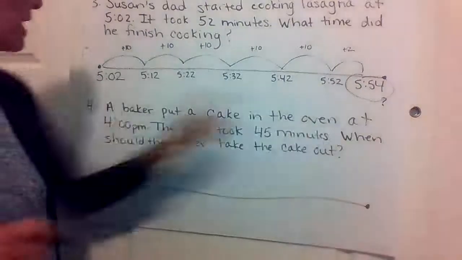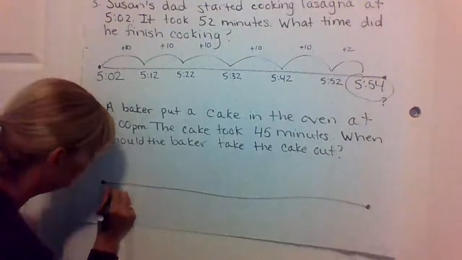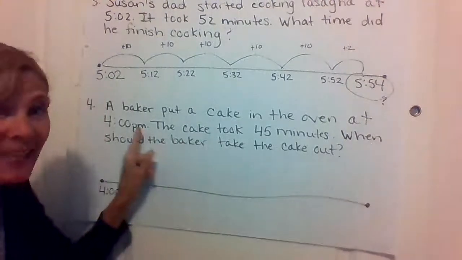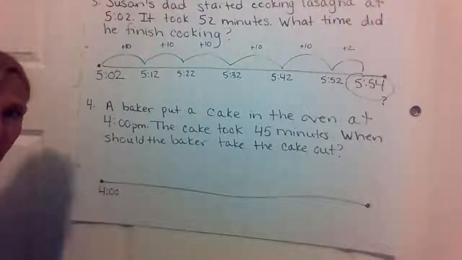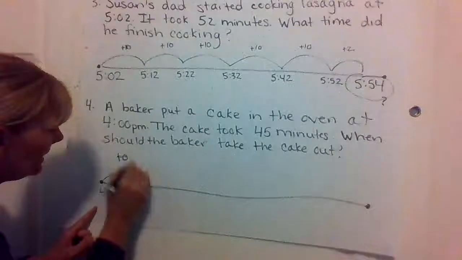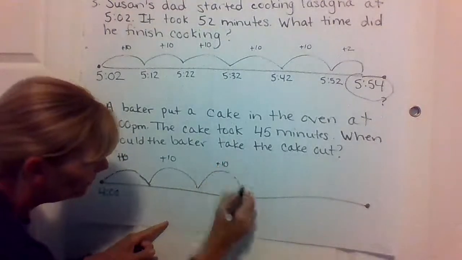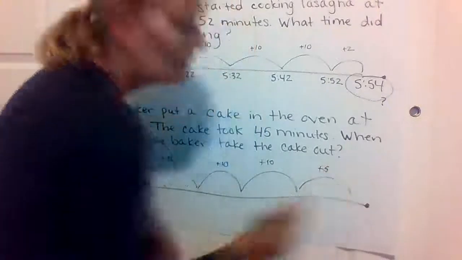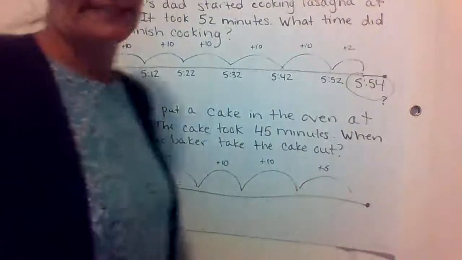So the baker put a cake in the oven at 4 o'clock. So I know my start time is 4 o'clock. What I do not know is my end time, but I do know that the cake cooked for 45 minutes. All right, so now I need to go ahead and add 10, 20, 30, 40, 5 minutes to my number line. So I have 10, 20, 30, 40, plus 5 is 45 minutes.